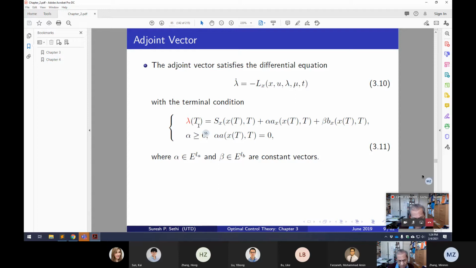Then in the previous chapter, lambda T was just this. It was the derivative of the salvage value because we didn't have any constraints on the terminal variable. But now there's a terminal variable constraint, so the lambda T will get some multiplier from the terminal constraints. So we need to multiply by alpha and beta. Again, because this is bigger than or equal to 0, we need this kind of complementary slackness conditions, and this b is equal to 0, so we don't constrain beta at all. Beta can be anything. It could be positive or negative.